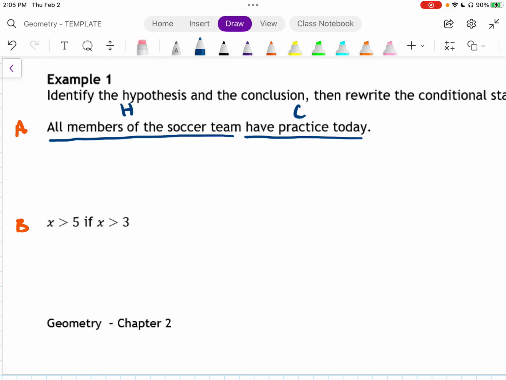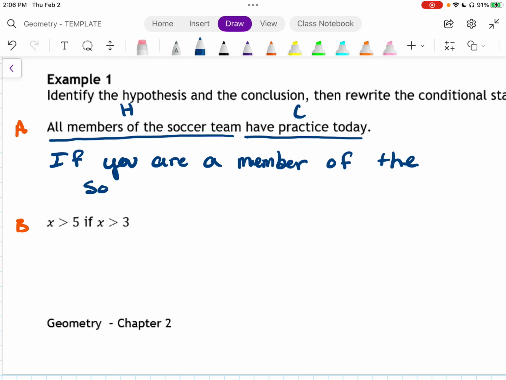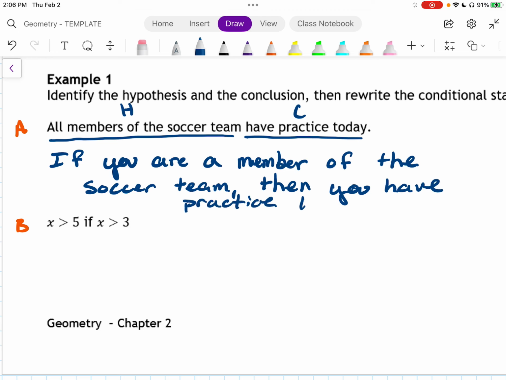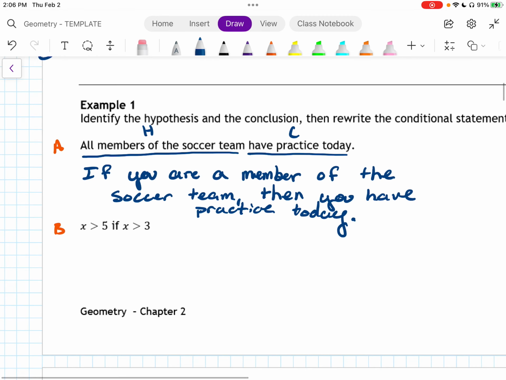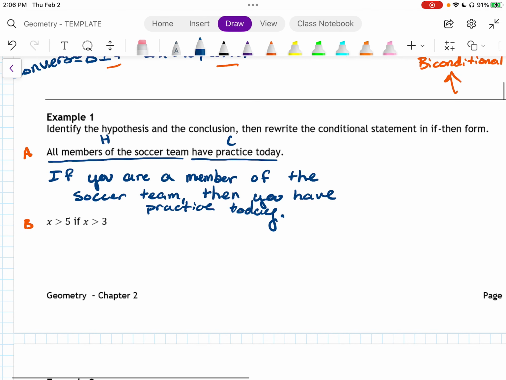But if we're going to write it in if-then form, I would say something along the lines of: if you are a member of the soccer team, then you have practice. All right. If you are a member of the soccer team, then you have practice today. Right, there we are. That is the if-then form.